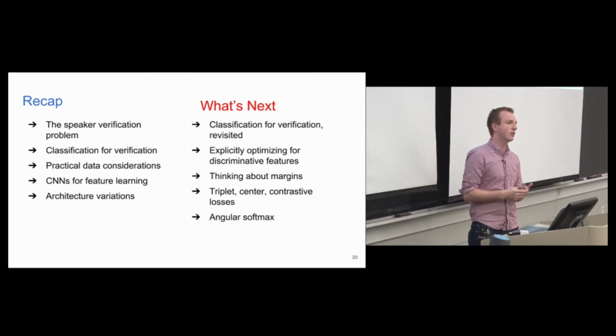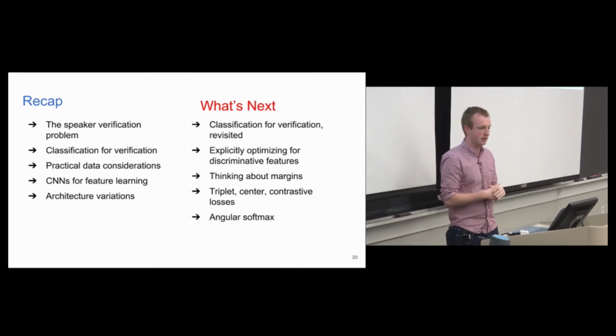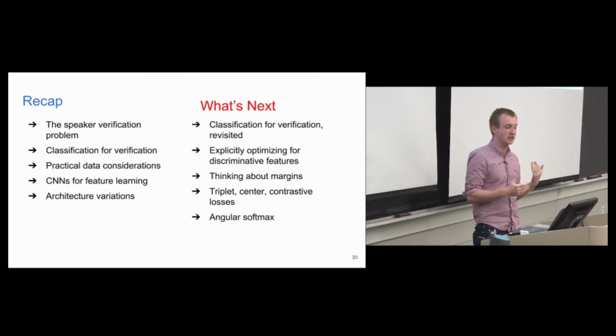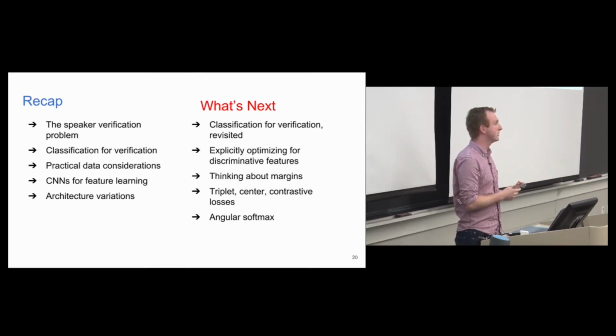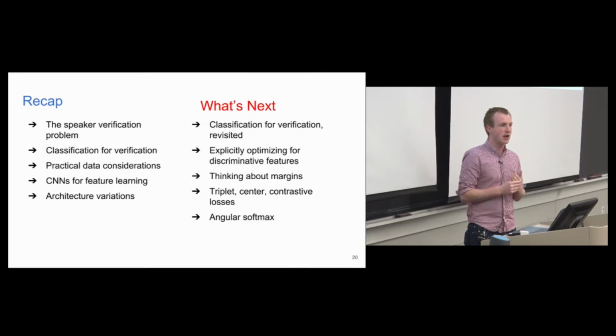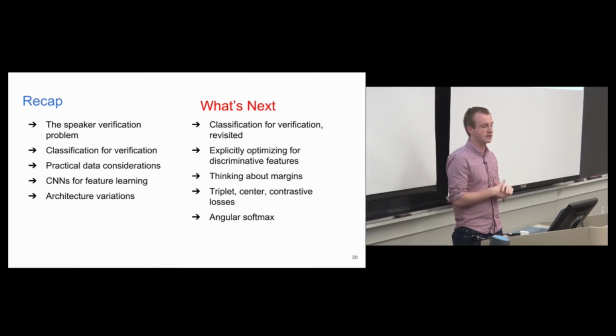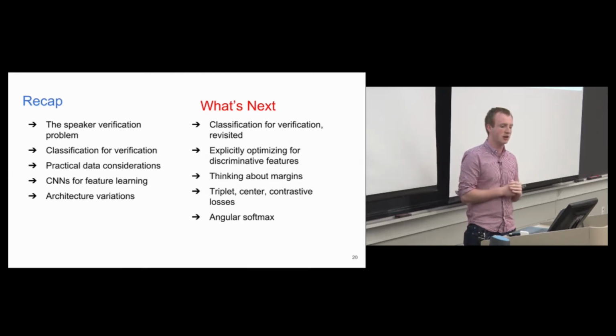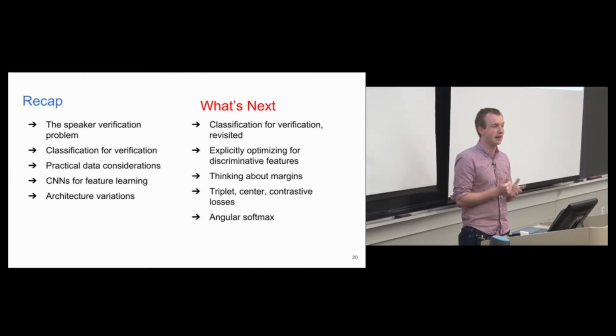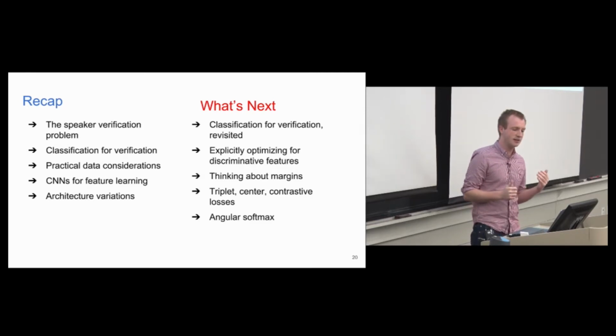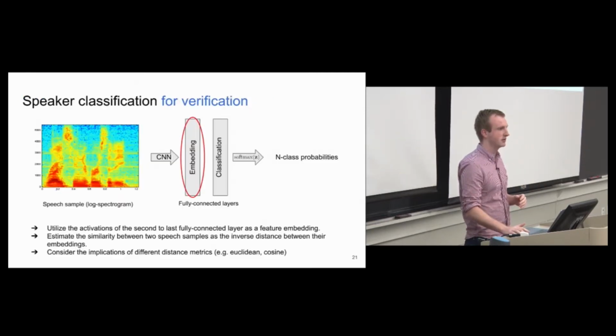Why does it work? Why can we get away with this? We're going to talk about how we can actually explicitly optimize for more discriminative features. And then we're going to think about margins a little bit, and then we're going to go over some other losses that deal with optimizing for these discriminative features. And then lastly, we're going to touch on something called angular softmax, which is a really interesting variant of the softmax loss with a neat geometric interpretation.